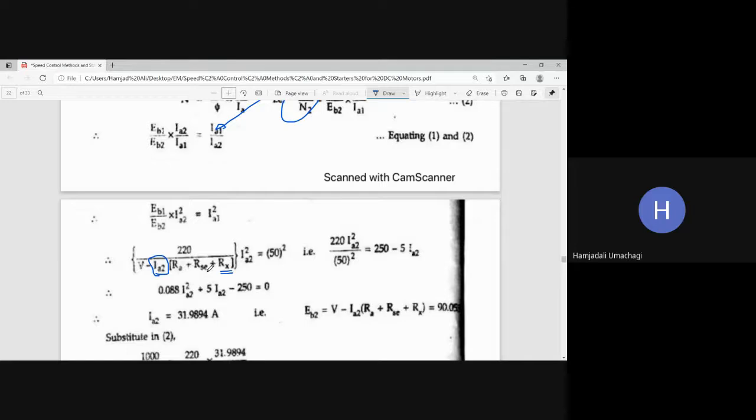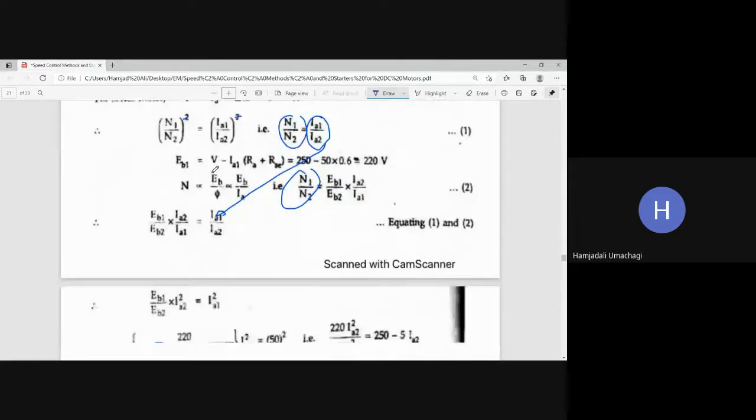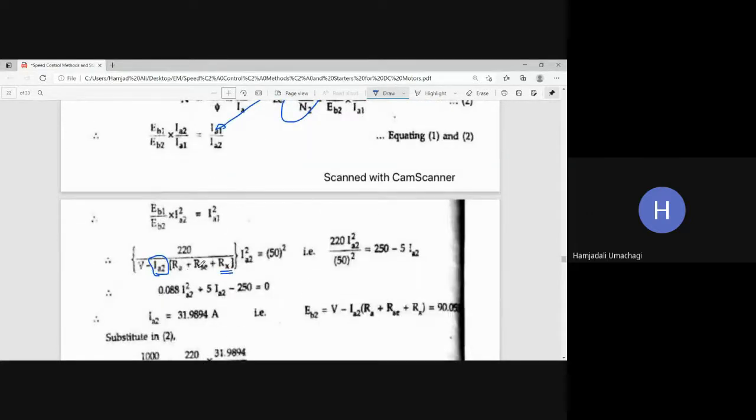Ra plus Rsc is 0.6 and Rx is 4.4. You take this as 4.4 and substitute this as 0.6 as per the given data. The only unknown parameter here is Ia2. After solving this equation, which type of equation are you getting? Quadratic equation. You will get a quadratic equation where A is equal to 0.88, B is equal to 5, C is equal to minus 250. Solve this quadratic equation and you will get two roots.